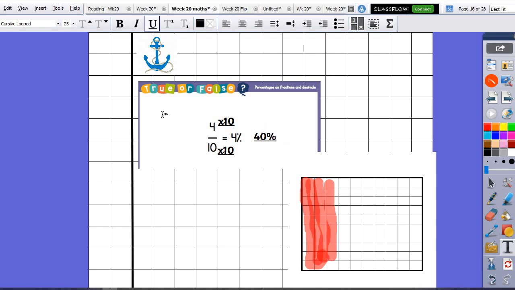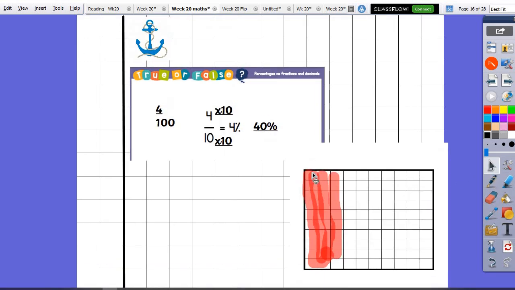4% would equal 4/100. Okay, that would be 4%, but we've got 4/10. So this one here, looking at a number grid, a 100 grid here.